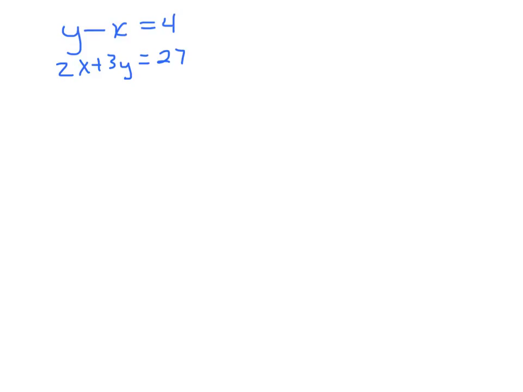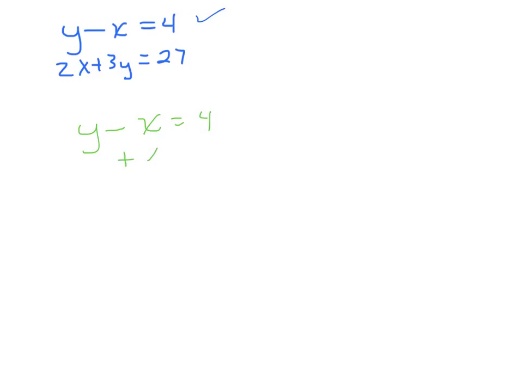Sometimes when you have a system and you're going to solve by substitution, as in the previous two problems, one of the equations in each problem was already solved for. Like in the first one, y was already solved for, and in the second one, x was already solved for. So in this case, I have to solve for one of them. I'm going to choose this one here. It looks to be the easiest of the two because it has a coefficient of 1. So I'm going to solve for y.